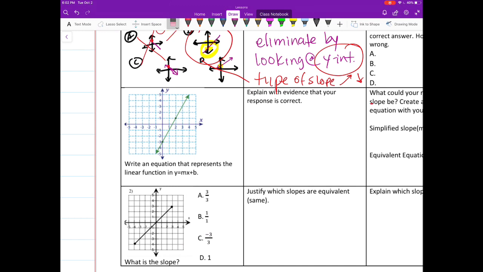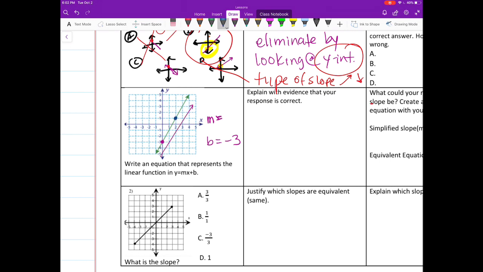All right, next one. Write an equation that represents this function. Okay, so here we go. We got a graph. You need two things. You need your slope, your rise and run, and you need your y-intercept. So let's go ahead and find those. Y-intercept. Oh, my y-intercept is -3. And what is your slope? Well, I know it's positive.